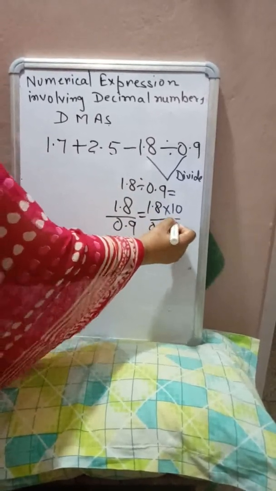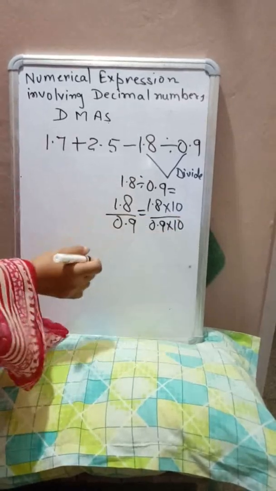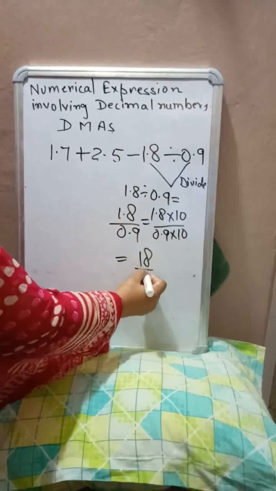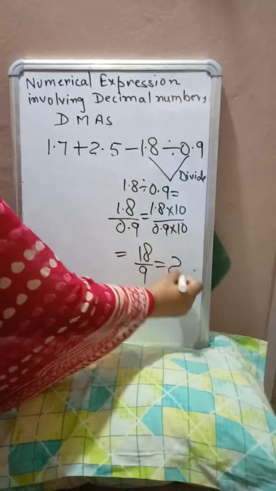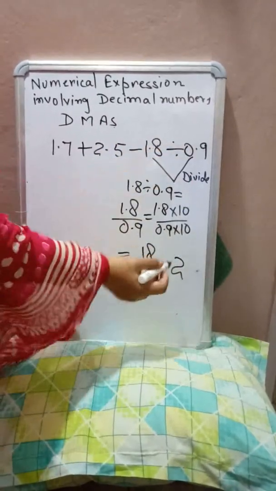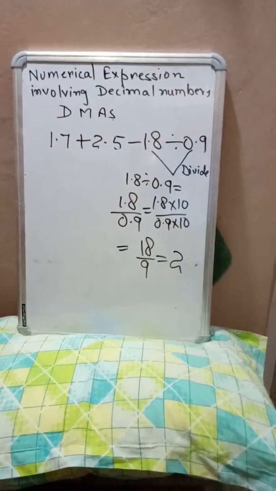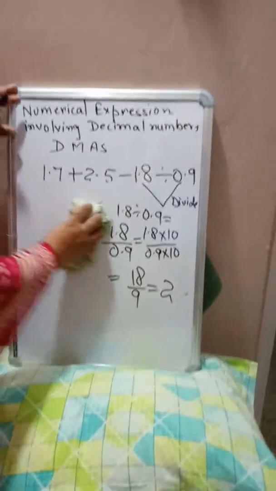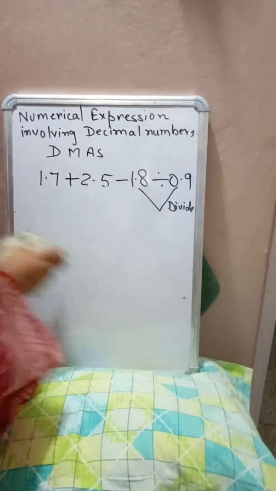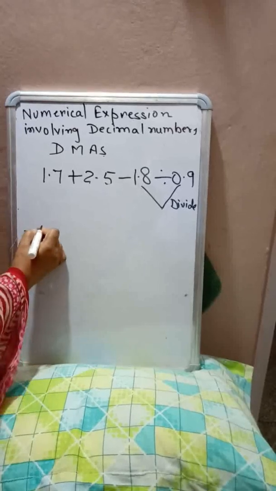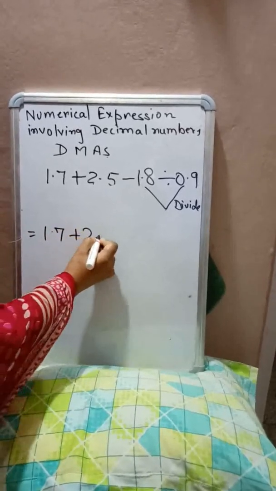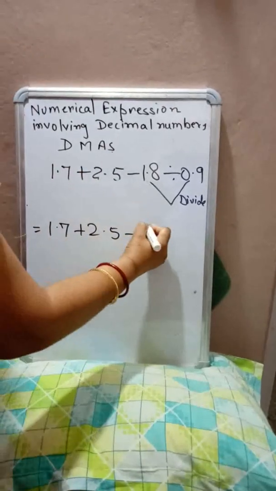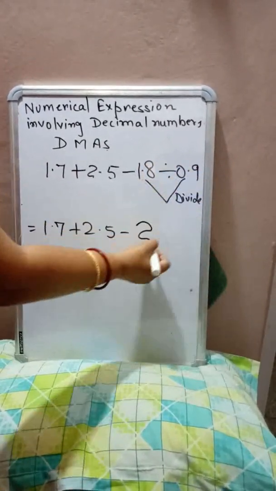1.8 multiplied by 10 and 0.9 is also multiplied by 10. Now we get 18 by 9, which gives you 2. So 1.8 divided by 0.9 is 2. So here, how will we write it down? Next step is 1.7 plus 2.5 minus, what is the answer? The answer is 2. 1.8 divided by 0.9 is 2.